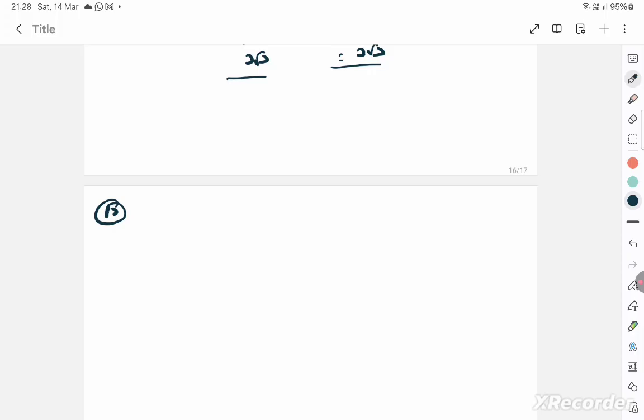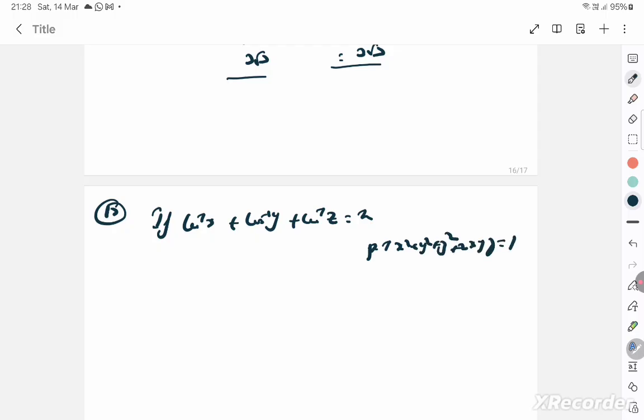The next question is the 15th question, which is: if cos inverse of x plus cos inverse of y plus cos inverse of z is equal to pi, prove that x square plus y square plus z square plus 2xyz is equal to 1. So look at this sum. I'm just trying to think how I can do this sum. Okay, cos inverse of x plus cos inverse of y plus cos inverse of z is given to be pi. And again, why can't we do the same way?